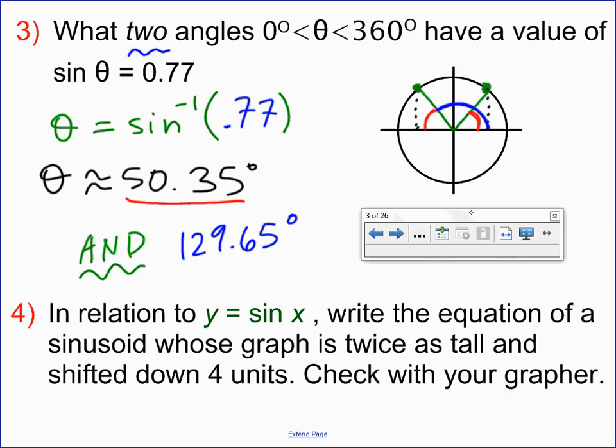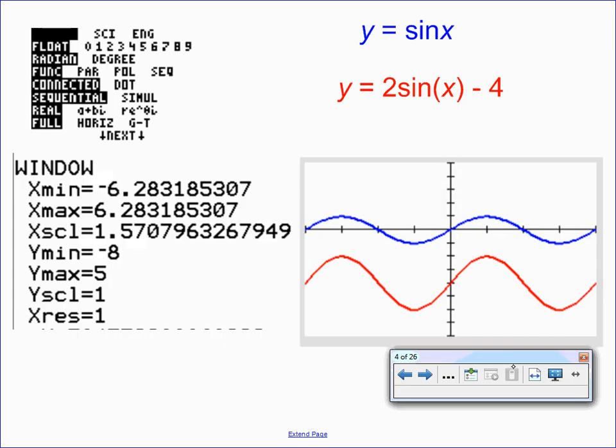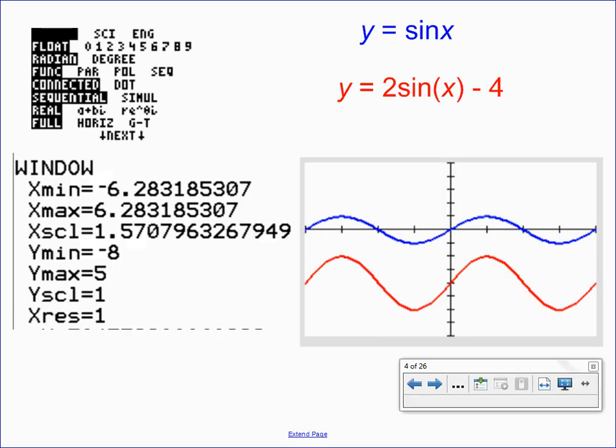All right, lastly, in relation to y equals sine of x, our parent function, our parent sine wave. Write the equation of a sinusoid whose graph is twice as tall and shifted down 4 units. We're going to complete that after our activity. We'll be able to do problems like this all day. So let's go ahead and take a look at our parent function, y equals sine of x. Twice as tall. Some of you got that for your activity stamps. We know we have a multiplier in front, so 2 times sine of x. And then shifted down 4 units, that would be that value of d. The center line would be moved up or down d units. In this case, down for negative 4 units.